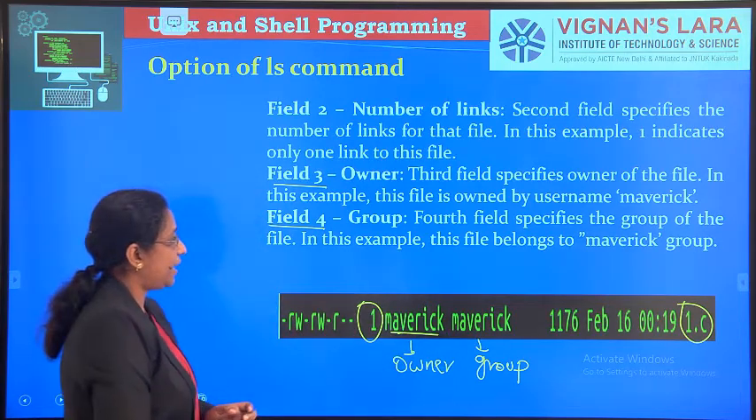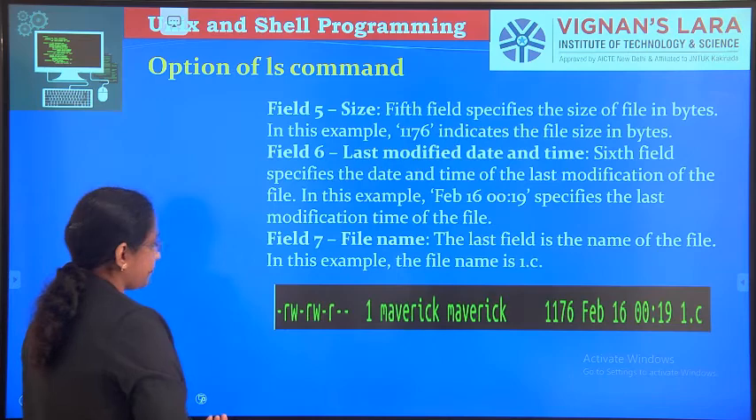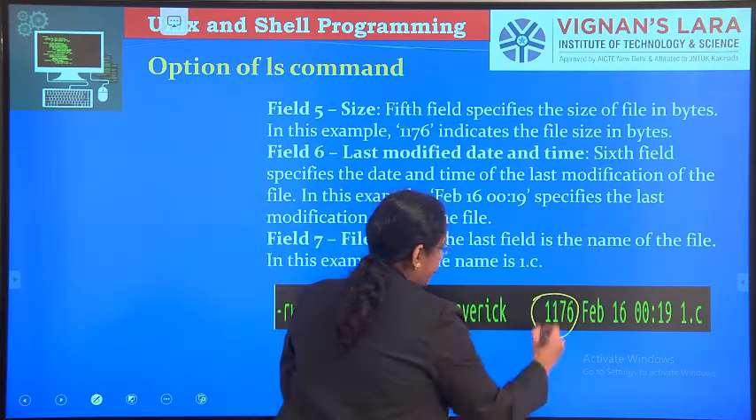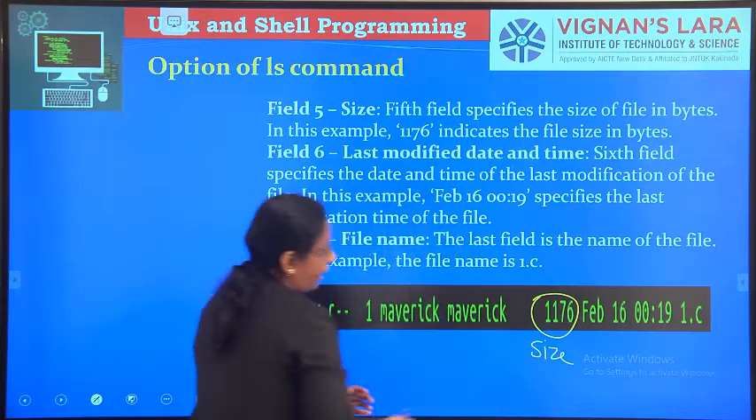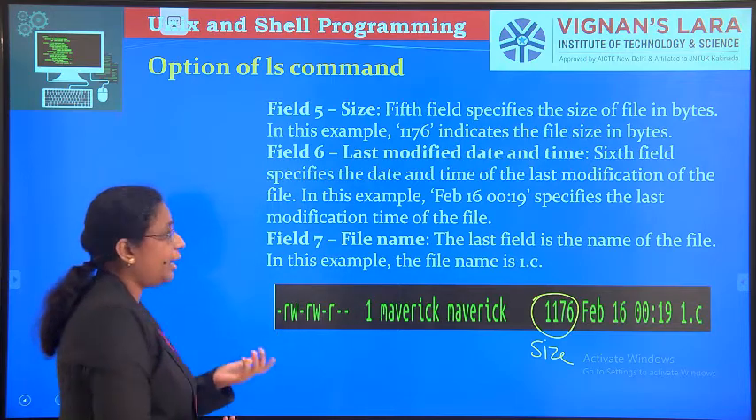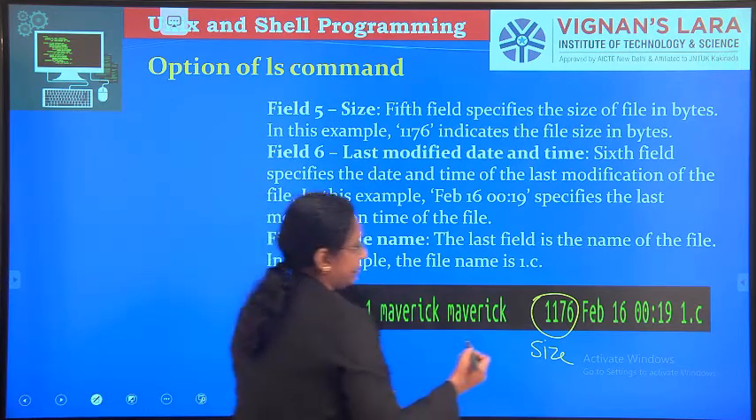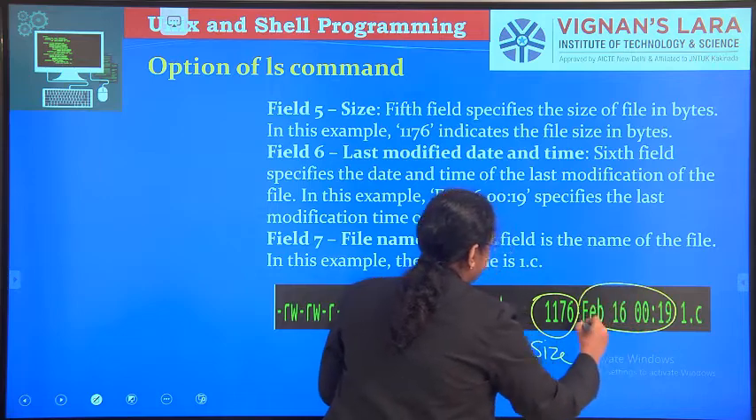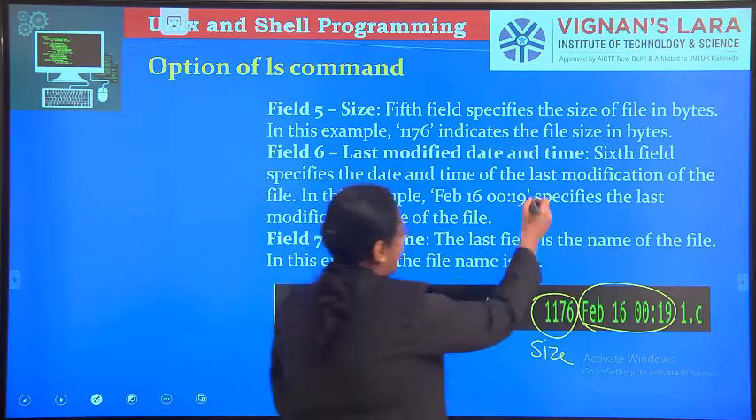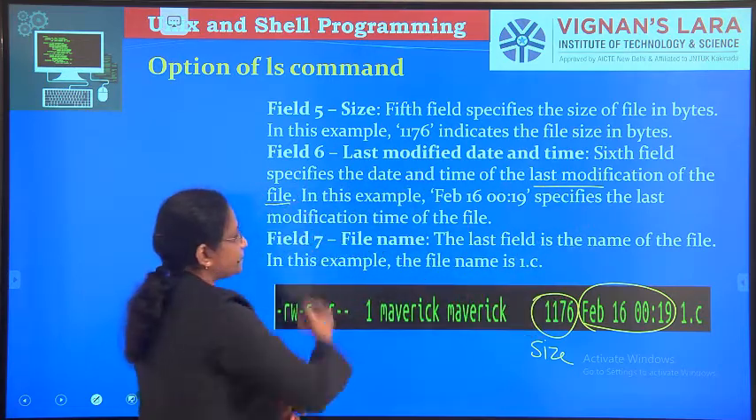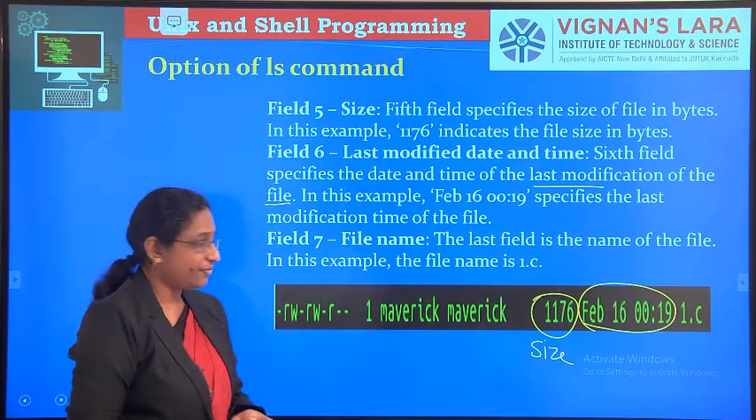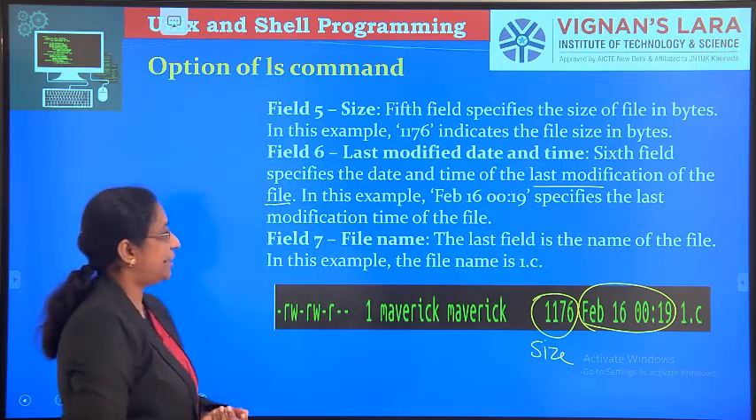Next we have field 5, which says the size. It is the size of the file in bytes. And field 6 specifies the last modification of the file, the time and date when it was last modified.